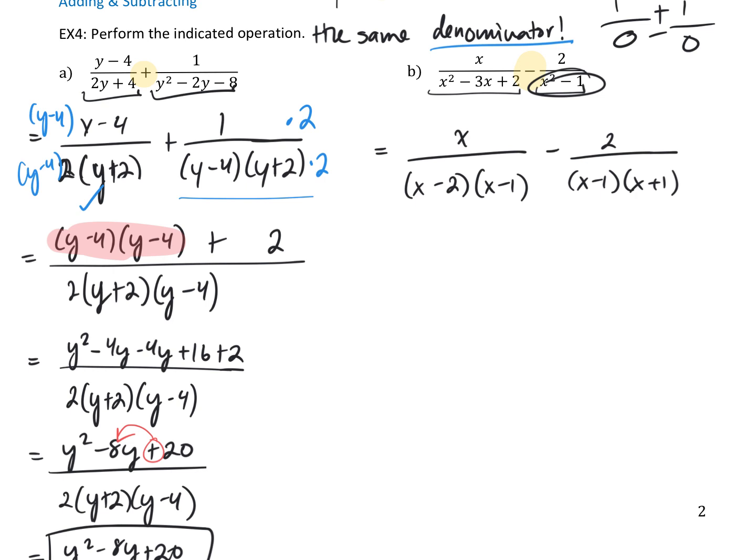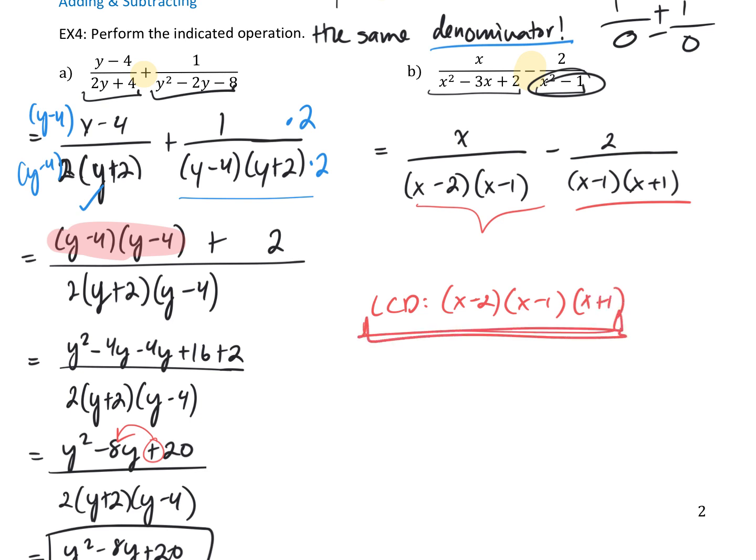Okay, now here we go again. Create the LCD. As usual, I just pick the first one, plop that in here, because I know I need to have those in it. And then what is this missing? We need an x plus 1. Okay, so this is what the common denominator should look like. So now for this first fraction, which one of these is it missing? It's missing the x plus 1. So I'm going to go ahead and multiply that to it to create the same denominator.